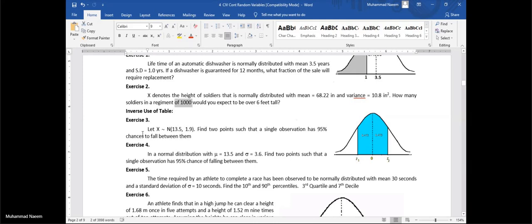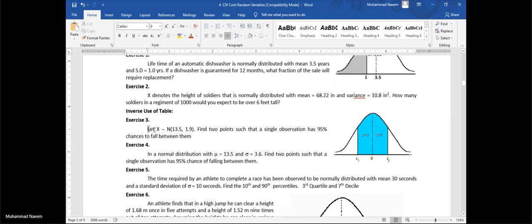Now we have the reverse process. What we have done up to this example, we have calculated area for different points. Now if the area is given, we can find the corresponding points by the reverse process, by the use of the table.